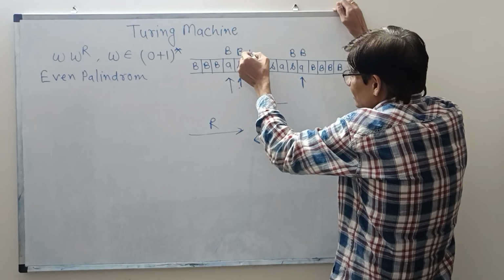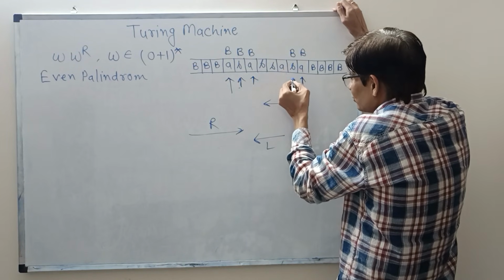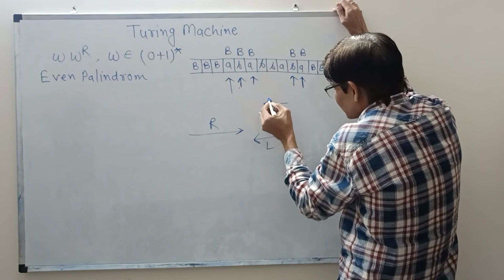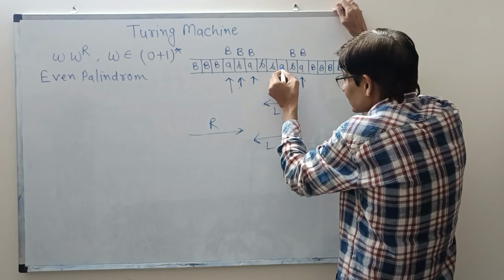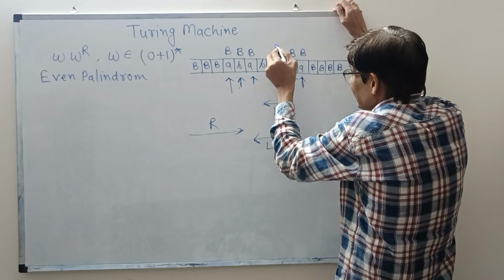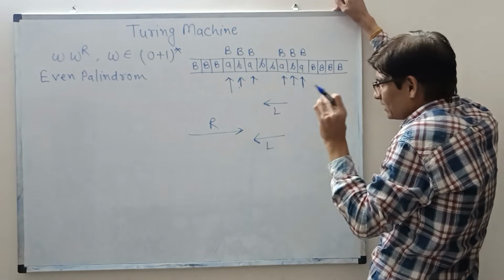So you will first convert it into blank and you will skip all these characters until you get the next blank. So here you will get the next blank. So you will start moving towards the left direction now, and in the reverse journey you will convert the first input symbol into blank. So in this way your string is now even shorter.